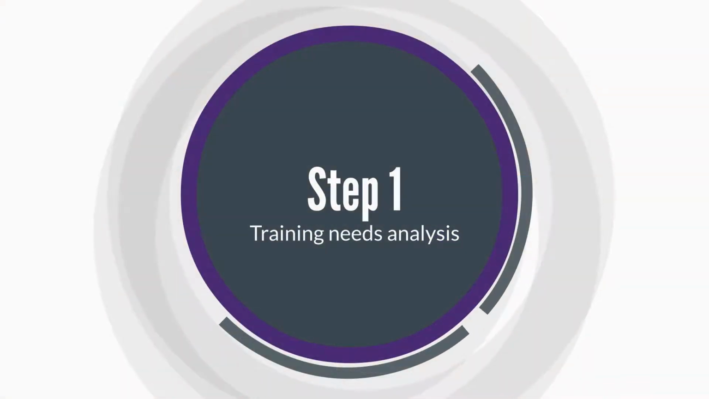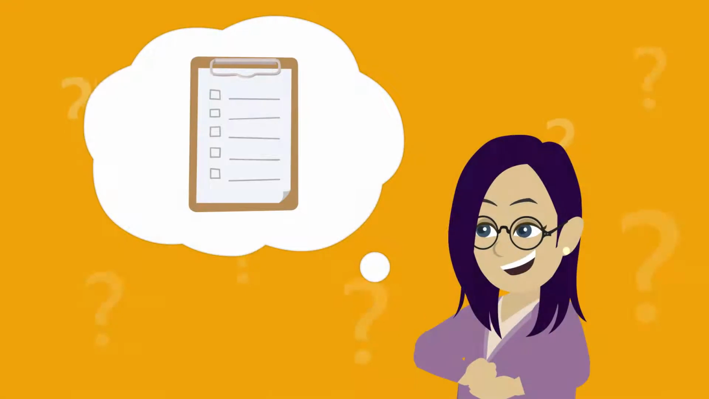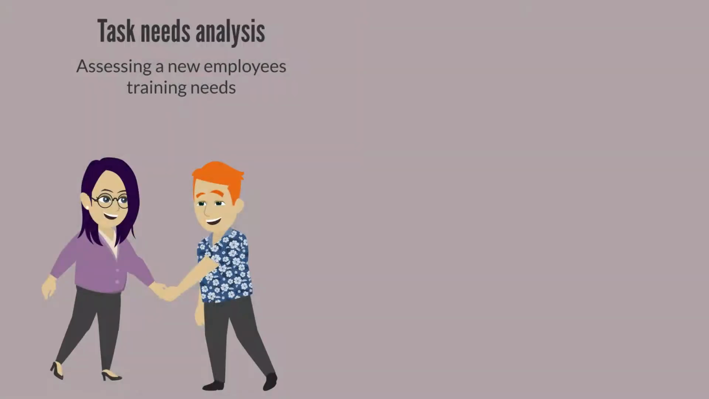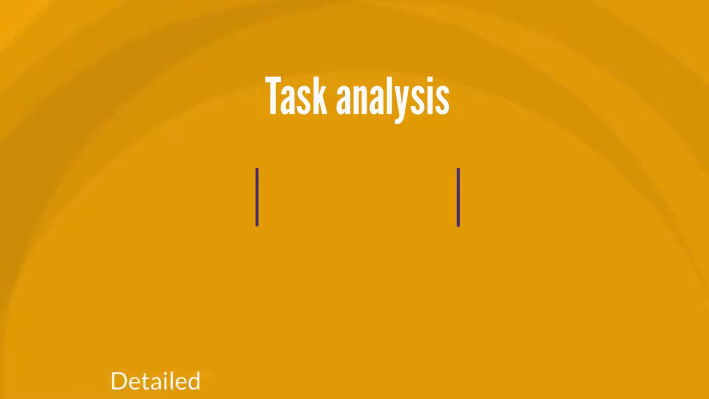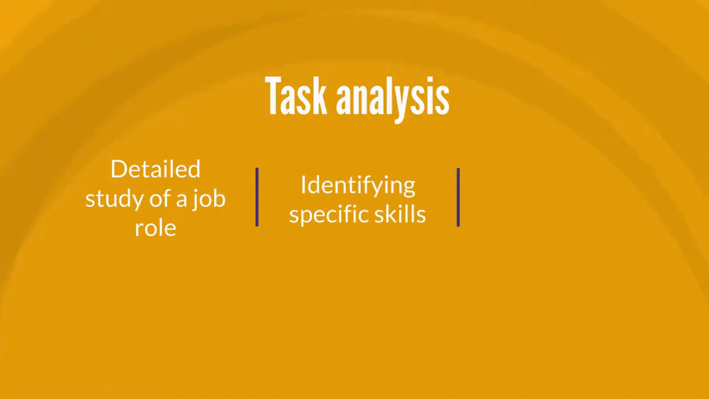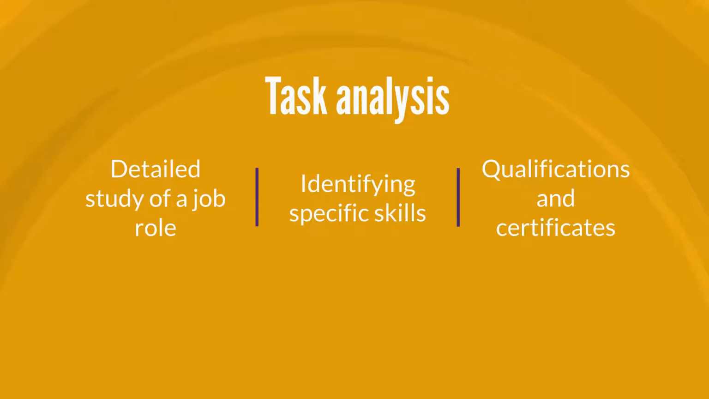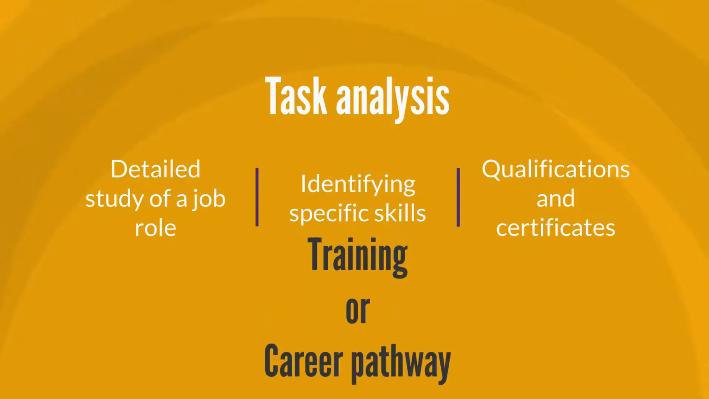Step 1. Needs analysis. The needs analysis identifies the training needs for an employee. There are 2 main ways of identifying those needs, and they are via a task analysis and a performance analysis. The task analysis is a detailed study of a job role to identify specific skills and, in some instances, qualifications or certifications that are required. This is sometimes referred to as a training pathway or a career pathway.